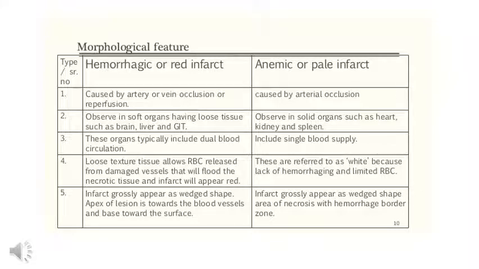But those tissues like testis or another tissue, actually ovary, these are actually organs with single blood supply. These are actually tissues or organs with single blood supply.